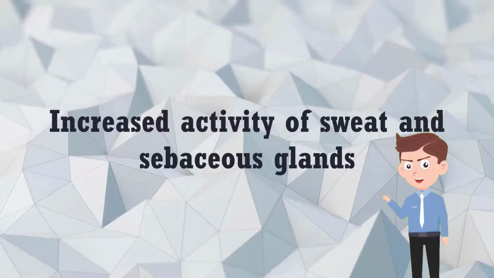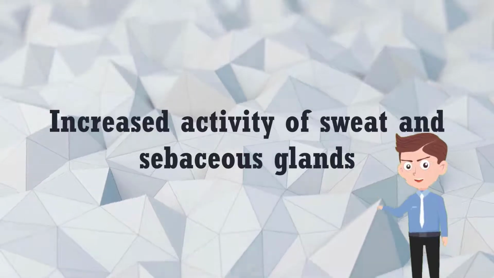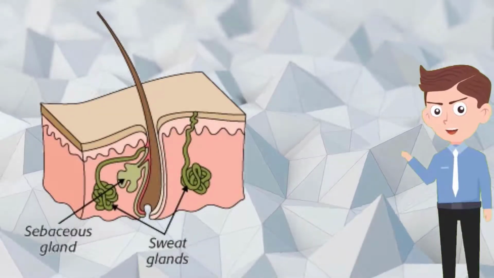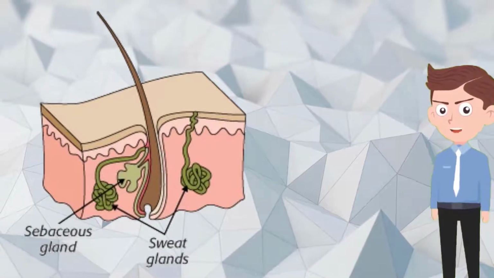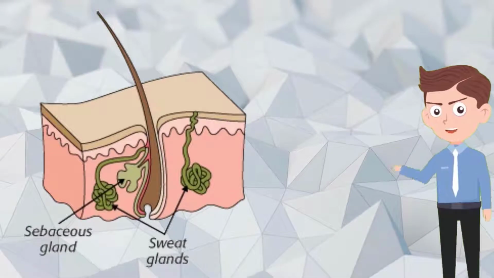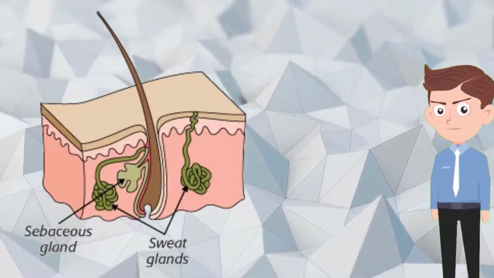Next one is increased activity of sweat and sebaceous glands. The secretion of sweat glands and sebaceous glands increases. Many young people get acne and pimples on their faces at this time because of increased activity of these glands.